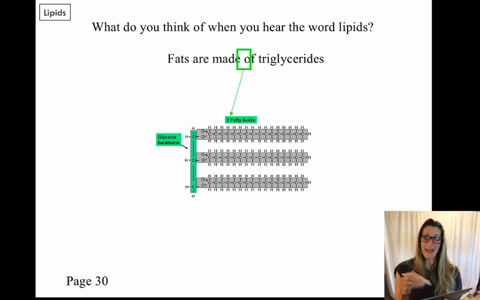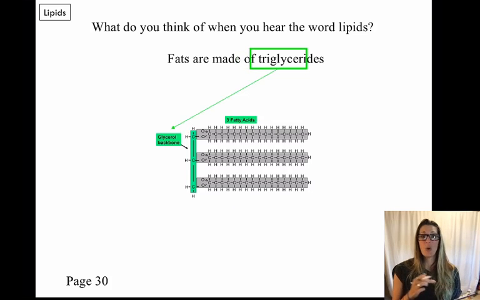But you have 3 fatty acids. That's where it gets its name, the 3 fatty acids right here, and the glycerol backbone. So when you see this structure, you know that that is a fat. Fats are not the only lipid.